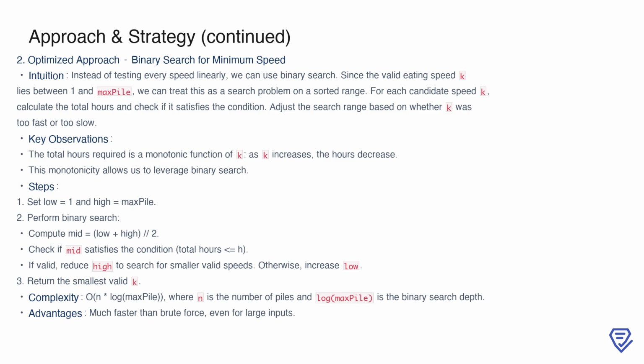We start with the range from 1 to the size of the largest pile and calculate the midpoint. For each midpoint speed, we determine whether it satisfies the condition of finishing within the given hours. If it does, we narrow the range to search for smaller valid speeds, otherwise, we adjust to search for larger speeds. This approach drastically reduces the number of speeds we need to evaluate, resulting in a time complexity of n * log(max pile), where n is the number of piles. This makes it far more scalable than the brute force method, especially for larger inputs.